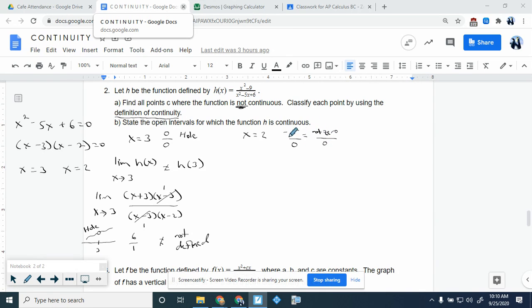So this actually tells you, if you plug a value into a function and you get not 0 over 0, this tells you that you're going to have an asymptote. Again, that's not math. That's just, I remember that. 0 over 0 hole, not 0 over 0 asymptote. So now let's actually answer the question using math. Classify it using the definition of continuity.